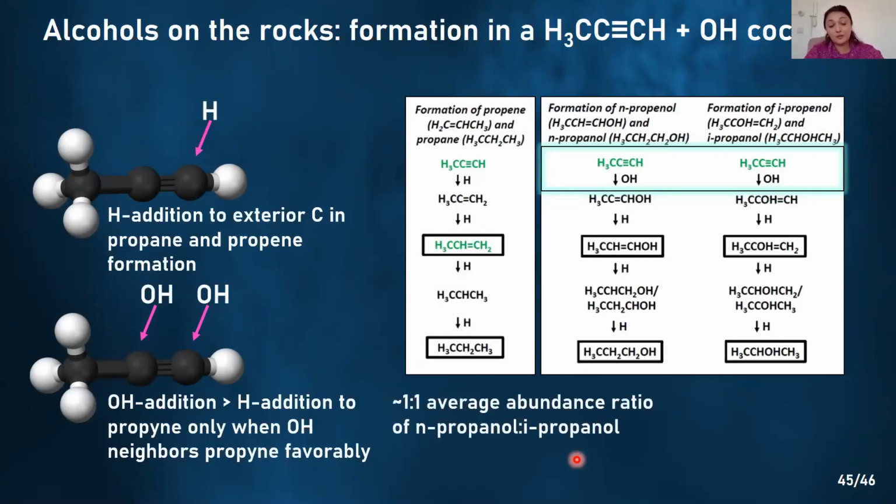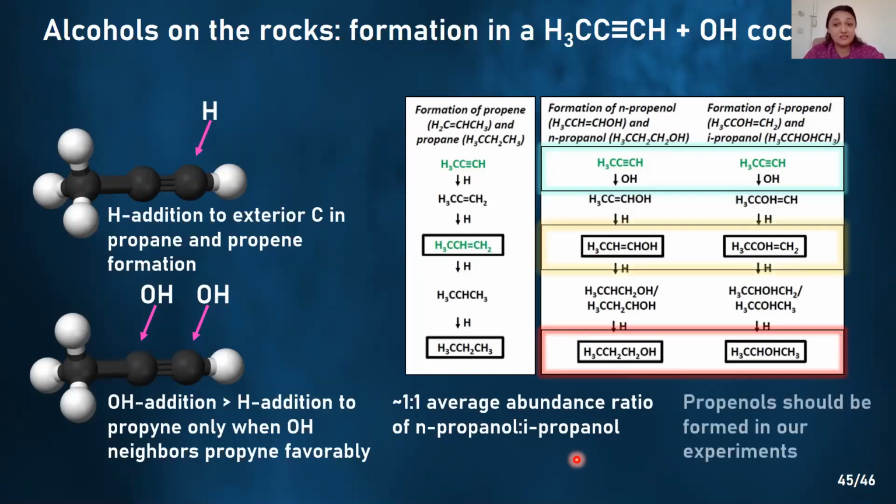The 1-to-1 average abundance ratio of N-propanol to I-propanol from the experiments also matches nicely with the computational calculations. Tanya also found that they should more or less have a similar abundance. And by the way, we figured this out independently first and then came together. And then you can see that in order to make propanols, we must make propenols. So propenols are products formed in our experiments.